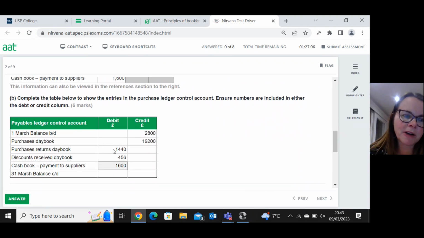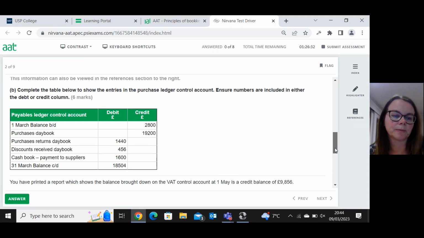Some of you will just memorize what goes into the PLCA, and I would always suggest as soon as you get into this exam, on your scrap piece of paper, just write down your RLCA, your PLCA and your VAT control account so you've got that information to hand. Right, and then finally we need to balance it off. So there's no space to write the total, so we just add up the total credits, subtract the total debits, which should give you a figure of 18504.